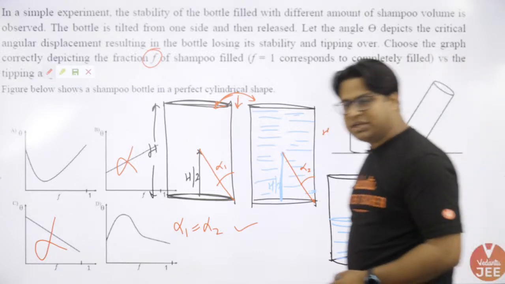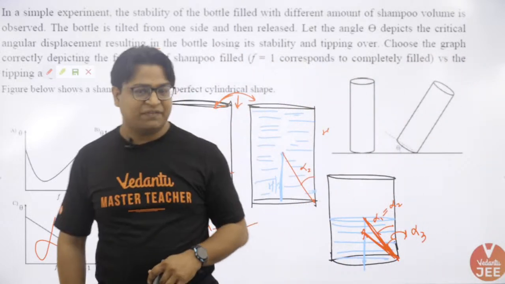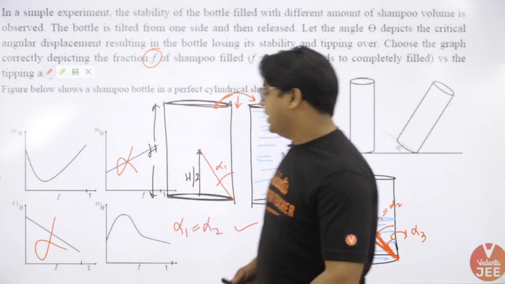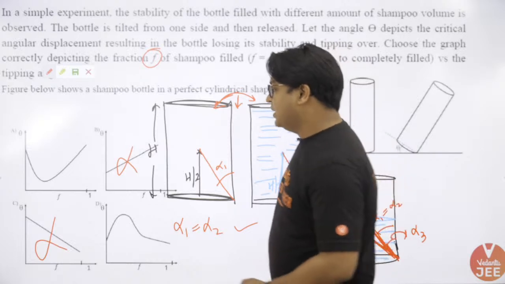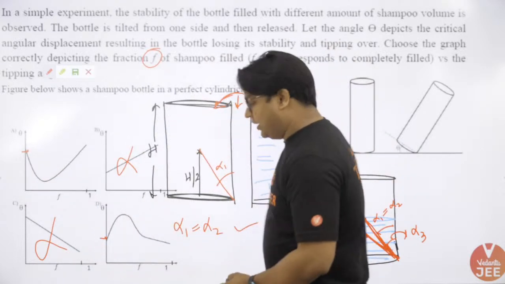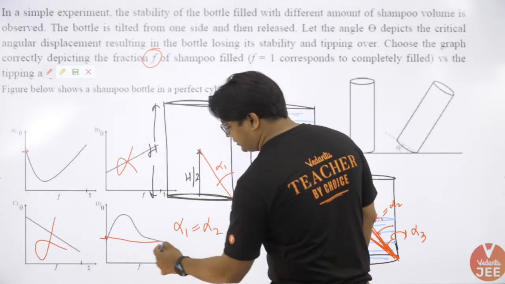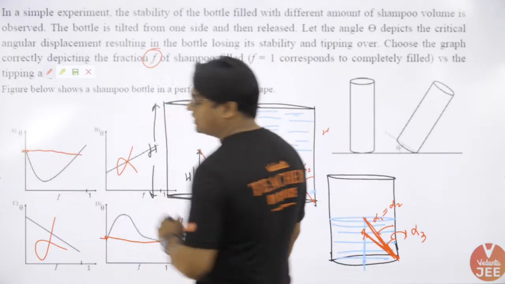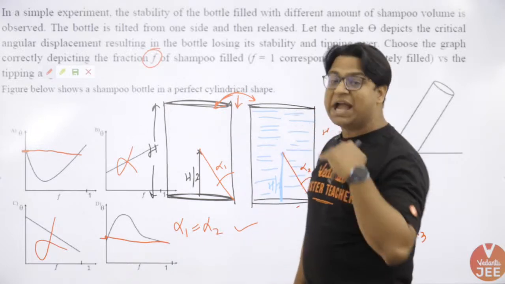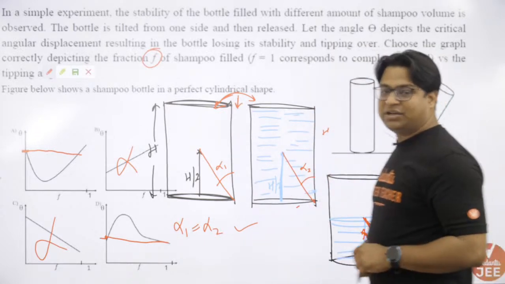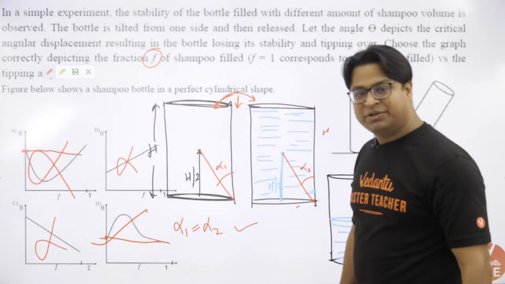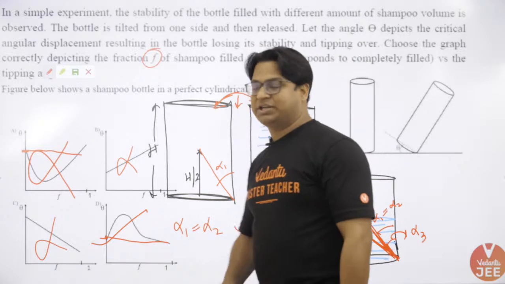So what do you think? Is alpha 3 larger than alpha 1 and alpha 2? Well, I do think so, that alpha 3 is the larger angle. So whatever angle we start with, we finish at the same value, and in between, the angle will increase. That rules out this option also. So this option is correct. Option D would be the correct answer here.